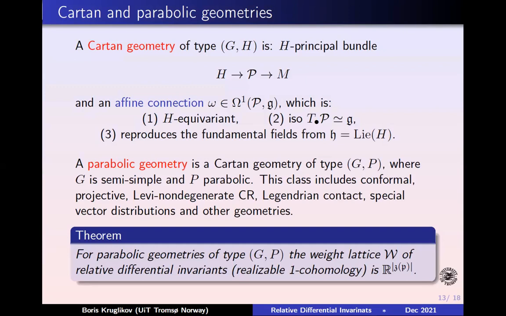Now, parabolic geometry is a specification of the above in the case when G is semisimple and P is parabolic. This is a class containing interesting geometries like conformal, projective, Levi-degenerate CR, Legendre contact, and special vector distributions. But for example, it doesn't contain Riemannian metrics, and then you have to consider more general Cartan geometries for those.